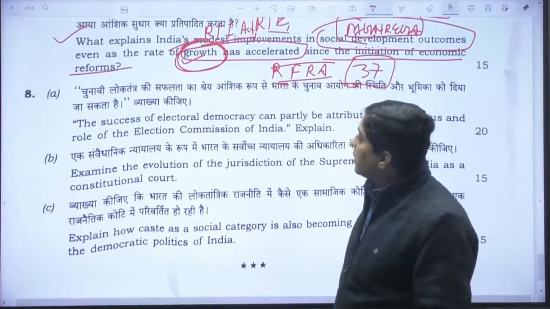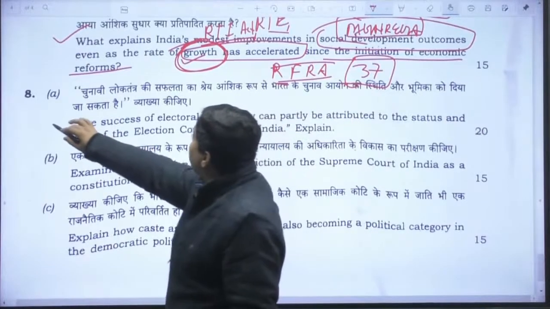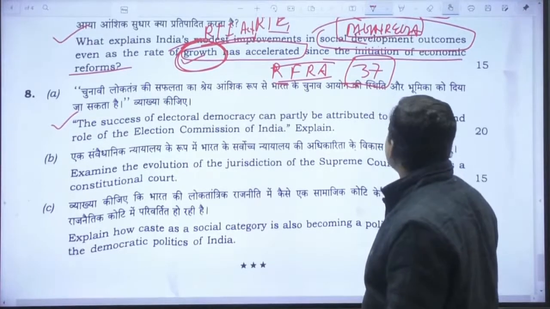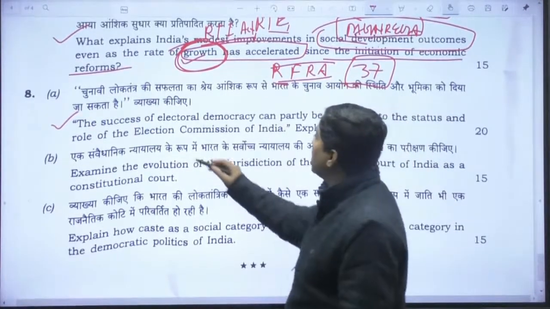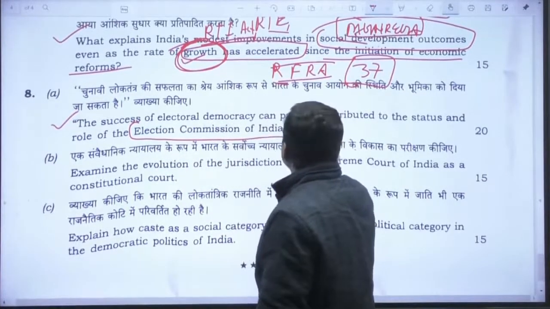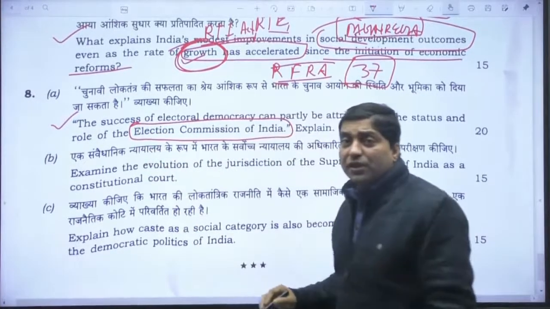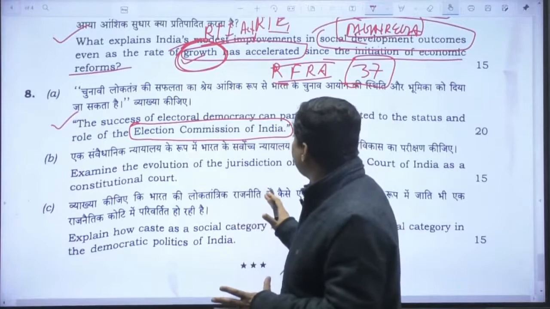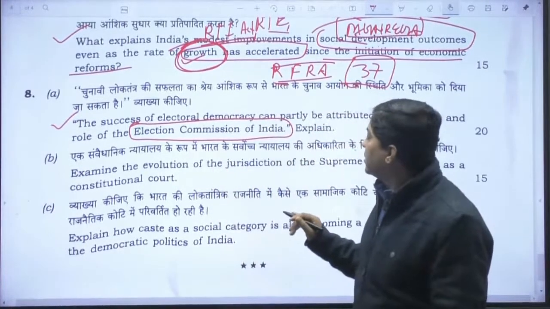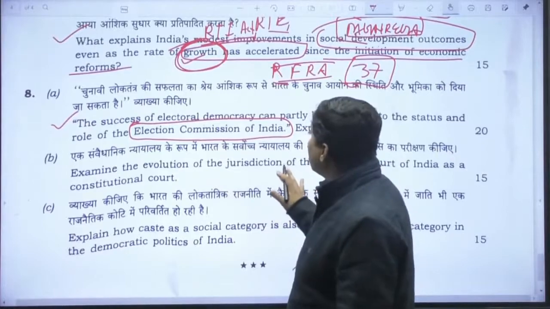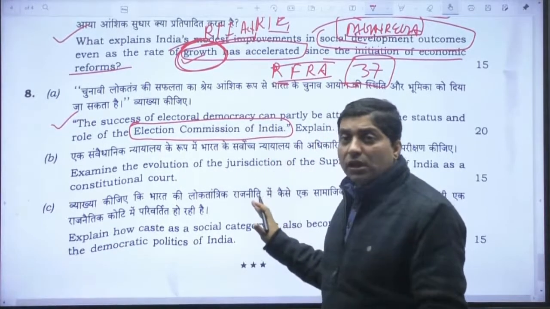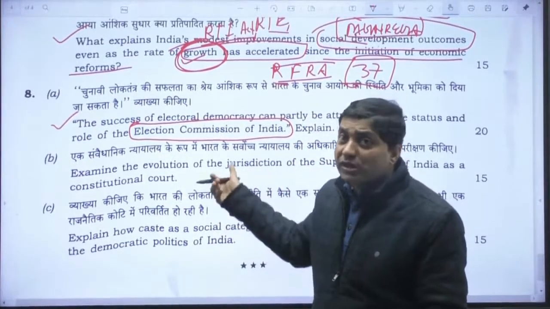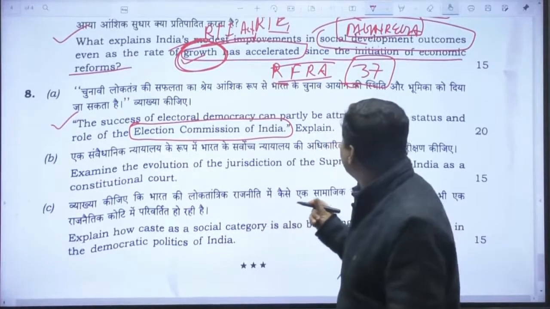The last question, question A, says the success of electoral democracy can partly be attributed to the status and role of the Election Commission of India. Here it is simply asking about the role of the Election Commission of India. So you have to give constitutional articles like Article 324. The Election Commission was a unique kind of institution established in India. It is not available in the US, let me tell you.